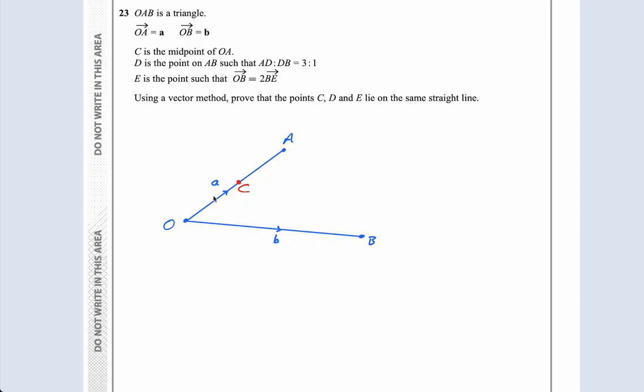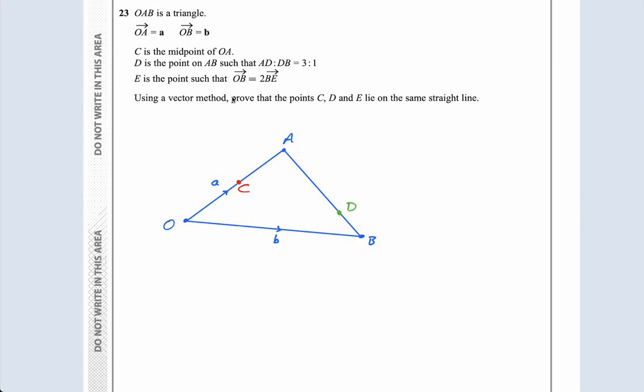Now I haven't even read the question yet, but I want to draw this diagram because it's going to help me understand it. D is the point on AB, so D is going to be on this line here, such that A to D and then D to B is 3 to 1. So that means, just be careful guys, 3 to 1 means 3/4 will be from A to D and 1/4 will be from D to B. So it'll actually be 3/4 along the way. So it's somewhere here. Let's put it there. This is D.